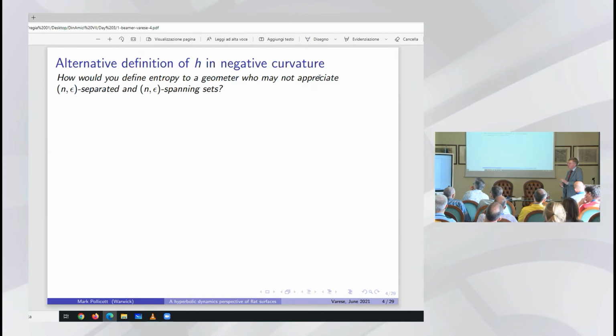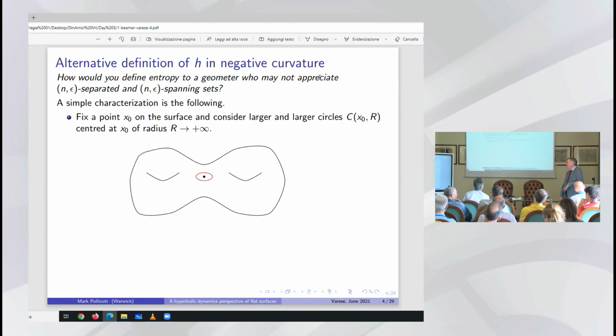Okay, so let's assume that you're at a cocktail party with a geometer. They go to cocktail parties. And you want to tell him what topological entropy is, and he doesn't want to know about n epsilon separated sets or spanning sets. It's far too complicated. So how are you going to explain it to him?